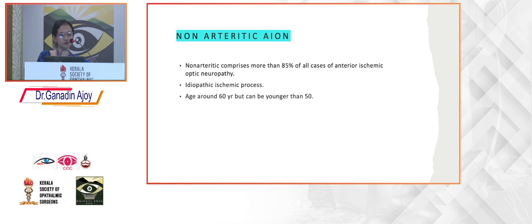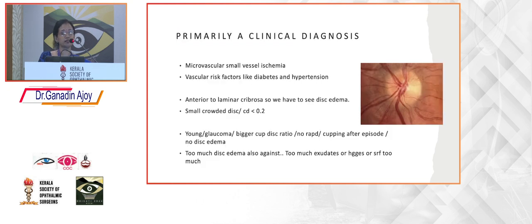It is an idiopathic process, around 60 years, but can be younger than 50. Primarily a clinical diagnosis. It is anterior to the lamina cribrosa, so we have to see disc edema, and it occurs in a small crowded disc or disc at risk. If the patient is very young, has glaucoma, has a bigger cup disc ratio, there is no RAPD, there is cupping after an episode, and there is no disc edema, it cannot be an AION. Look for another cause. If there is too much of everything, that is disc edema or exudates or hemorrhages or even fluid, it is not an AION.